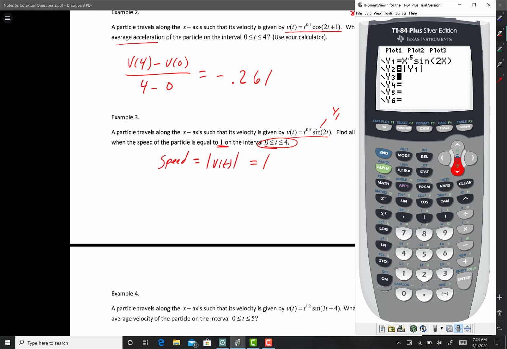I go to y3. Yes, I recognize, guys, you could have done it in one step. You could have done it in y1, absolute value of x to the 0.5, cosine of 2, sine of 2t, and that would have been fine. All right, for y3, I'm going to put 1.